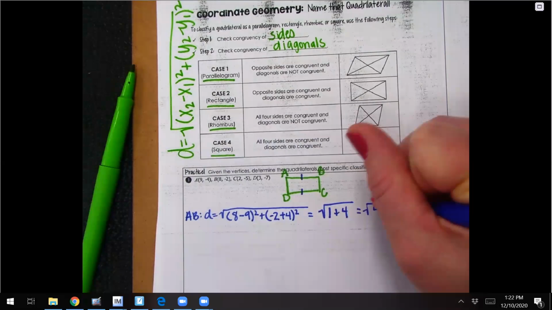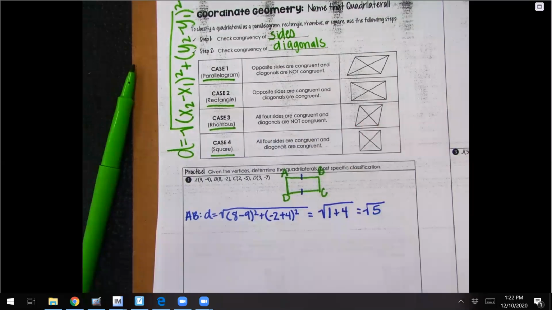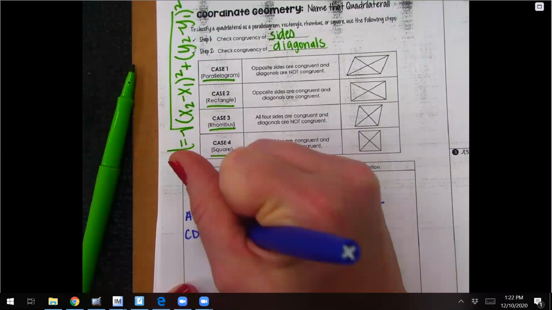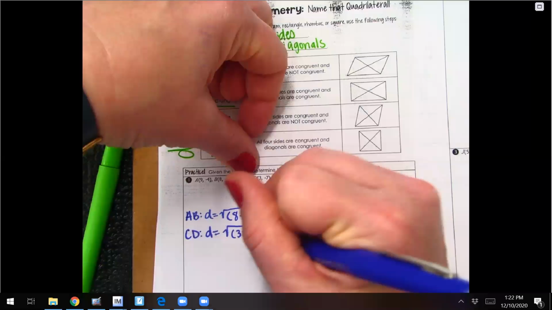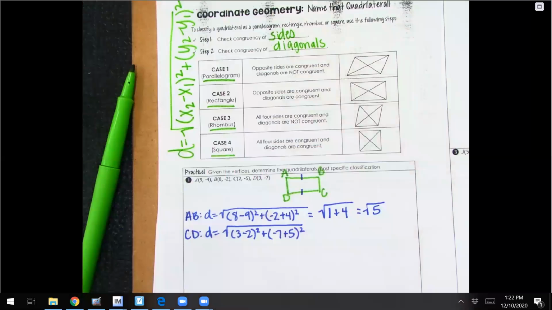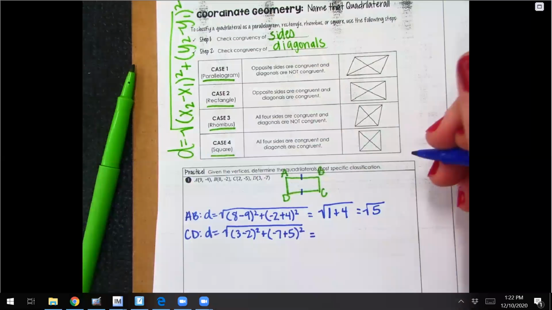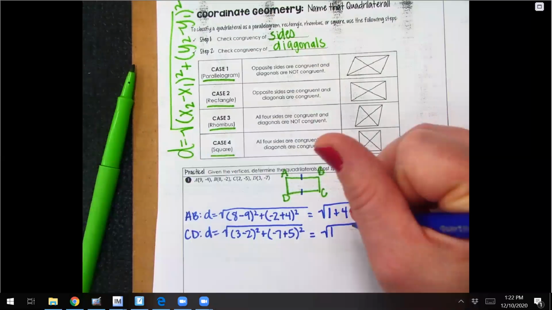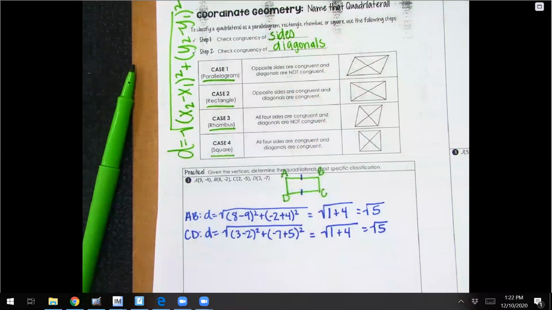We're doing the distance. So for CD, it's 3 minus 2, squared, plus negative 7 minus negative 5, squared. Just like that. So what's 3 minus 2? What's 1 squared? Perfect. What's negative 7 plus 5? What's 2 squared? What's 1 plus 4? Perfect. So we at least have top and bottom that are the same. So this is at least going to have 2 sides that are the same.